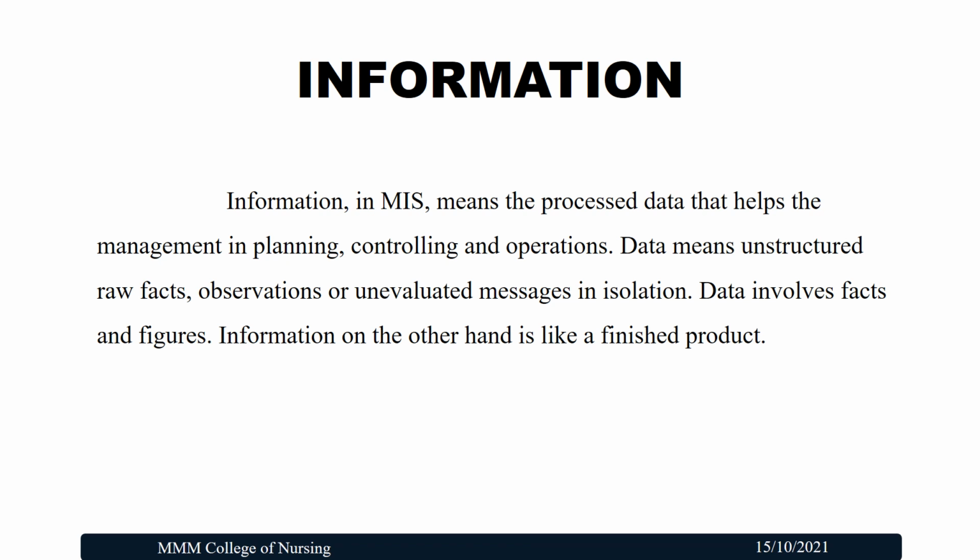Information. Information in MIS means the processed data that helps the management in planning, controlling and operations. Data means unstructured raw facts, observations or unevaluated messages in isolation. Data involves facts and figures. Information, on the other hand, is like a finished product.